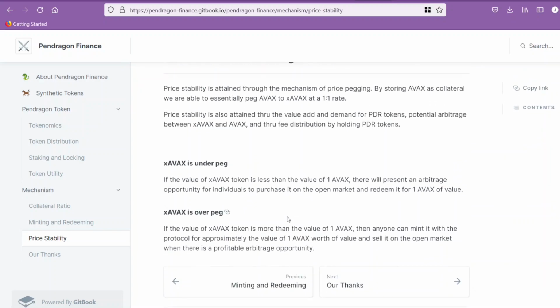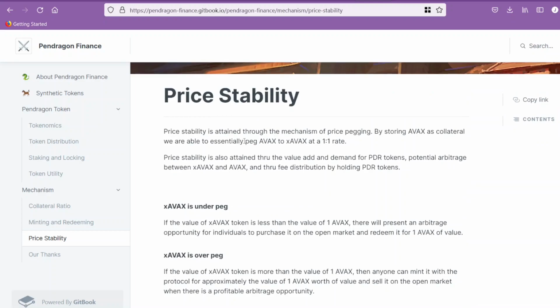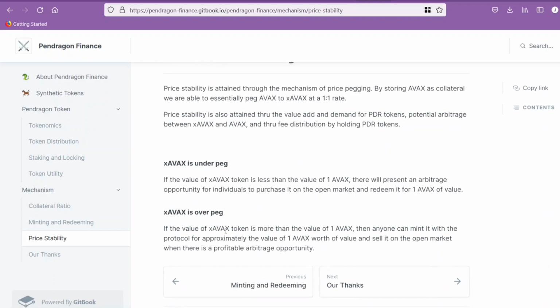So here it talks about XAVAX and what happens if it's under peg or over peg. Price stability is attained through the mechanism of price pegging. By storing AVAX as collateral, we are able to essentially peg AVAX to XAVAX at a 1-to-1 rate. Price stability is also attained through the value add and demand of PDR tokens, potential arbitrage between XAVAX and AVAX, and for free distribution by holding PDR tokens. So yeah, there's another couple of ways to make money there with a bit of arbitrage as well, which is interesting.